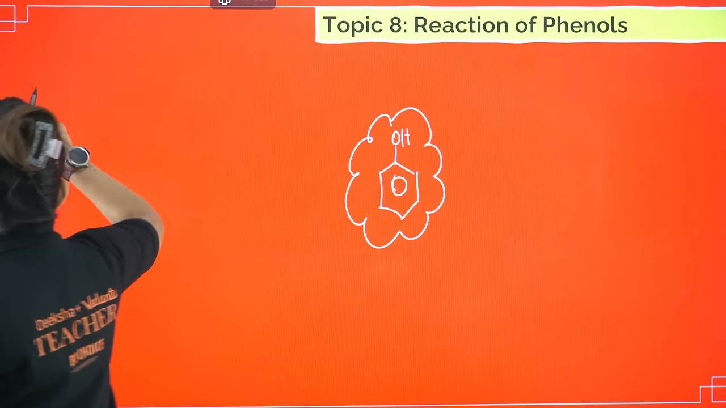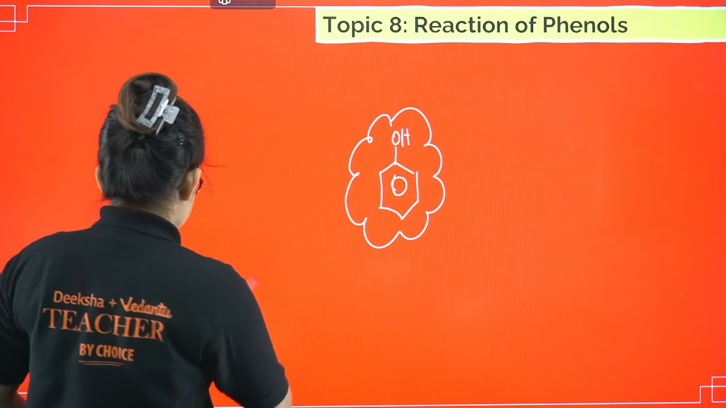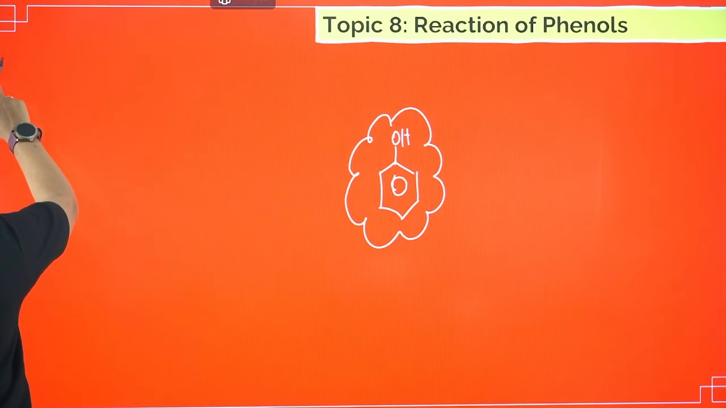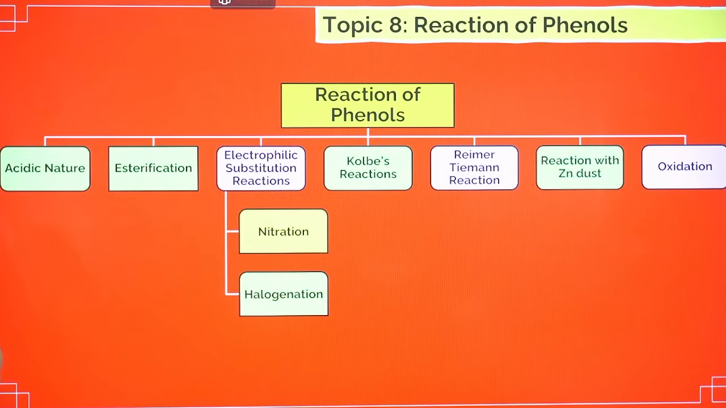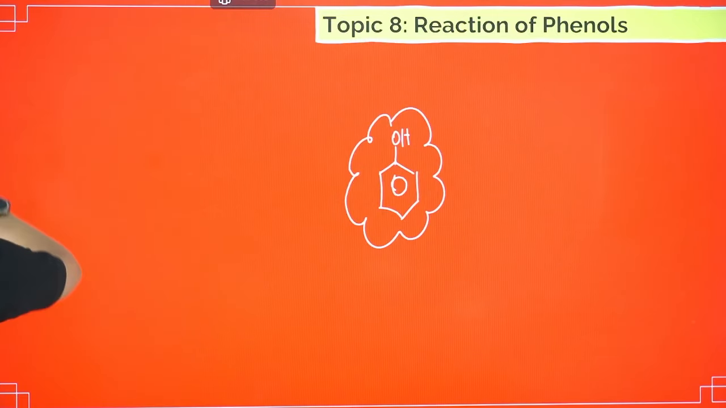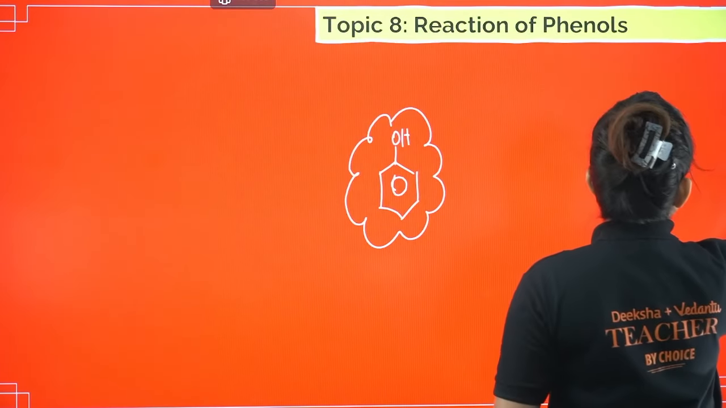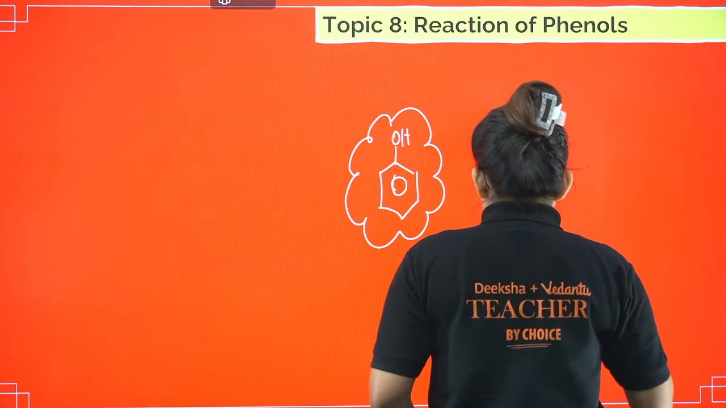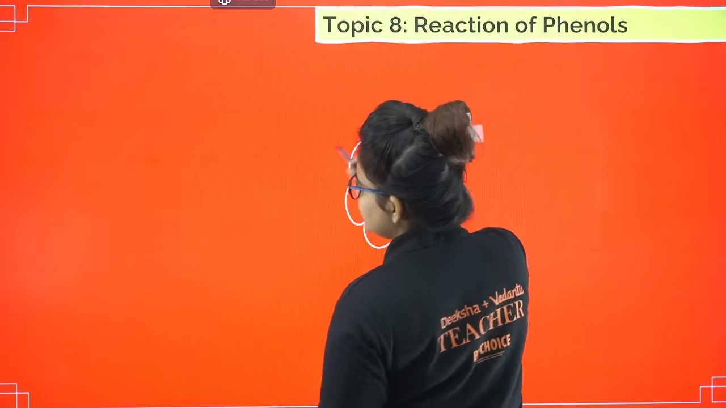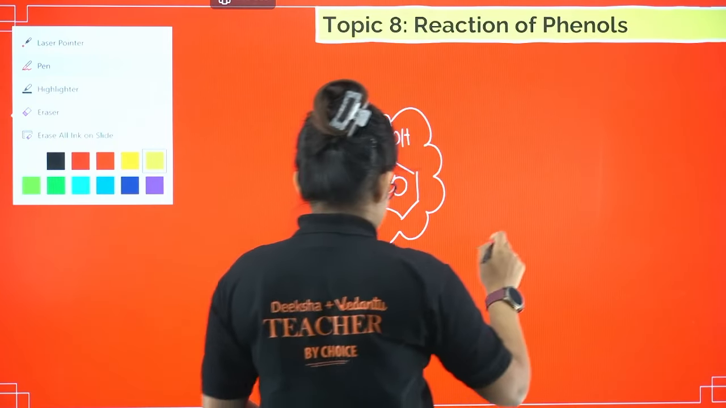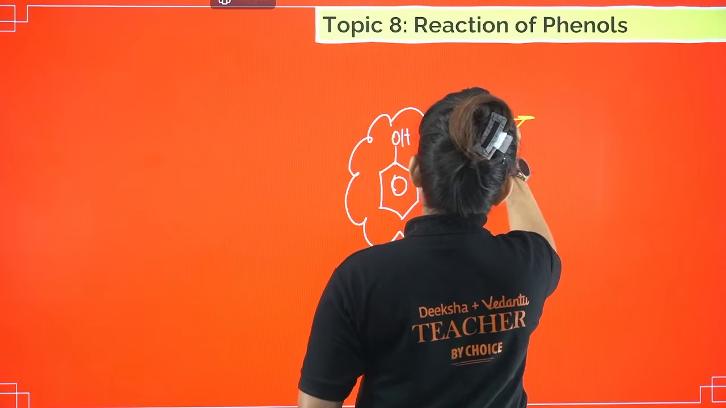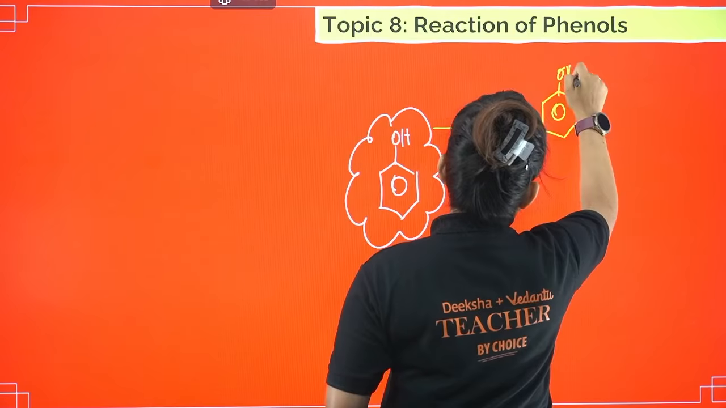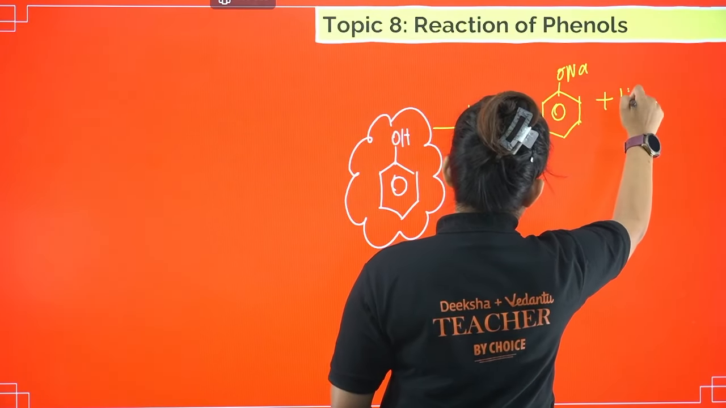Let's proceed. We have to start from phenol. Starting from phenol, first is the acidic nature. Let me treat this with sodium metal, Na. You will end up with phenoxide, this is ONa, plus H2, hydrogen gas.